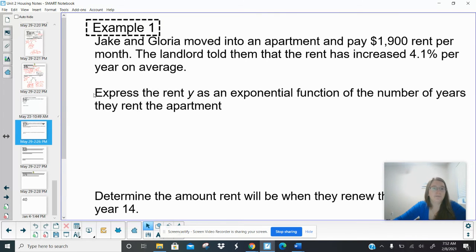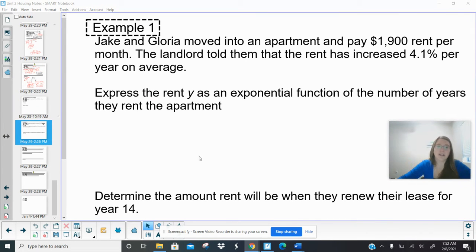So let's look at this real quick. So here's how the questions are going to be phrased. Jake and Gloria moved into an apartment and are paying $1,900 rent per month. The landlord told them that the rent has increased 4.1% per year on average. So they're just saying, hey, just FYI, we do increase the rent every year due to inflation. We increase it by about this much, just FYI.